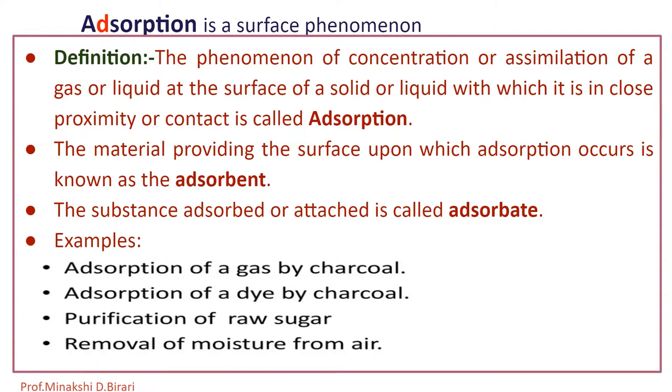Also, adsorption of acetic acid in a charcoal system, where charcoal is the adsorbent and acetic acid is the adsorbate. So what is adsorbent? The material providing the surface upon which adsorption occurs is known as the adsorbent. So in the acetic acid charcoal system, charcoal is the adsorbent and acetic acid is the adsorbate.